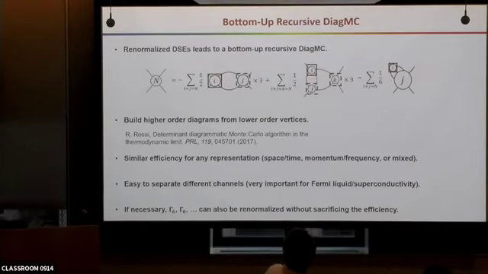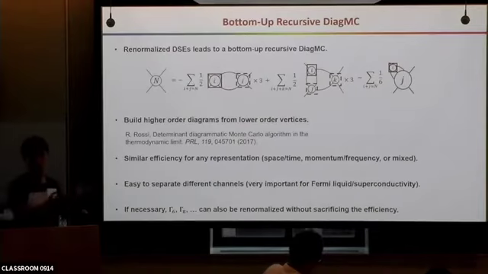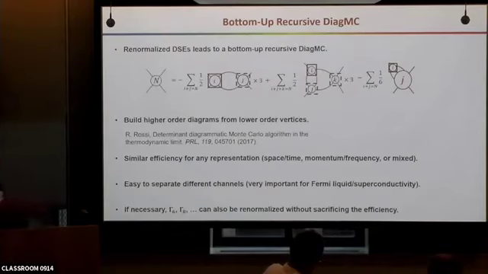And now it's quite easy to separate different channels, because, like in Fermi liquid, we want the particle channel. In superconductivity, we want the particle channel. Here, it's very easy to separate them. And if necessary, gamma 6, gamma 8 can also be renormalized. Okay? Because there will be another equation for gamma 6, and you can renormalize gamma 6, and all diagrams will be fine again.